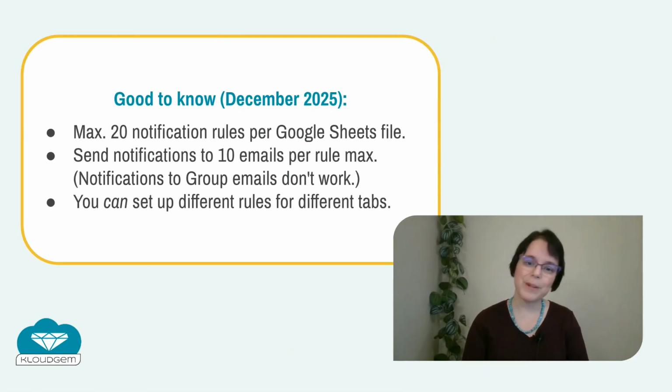As of December 2025, you can set up to 20 notification rules per Google Sheets file. You can send notifications to a maximum of 10 emails per rule. And notifications to group emails don't work at the moment. You can, however, set up different rules for different tabs.